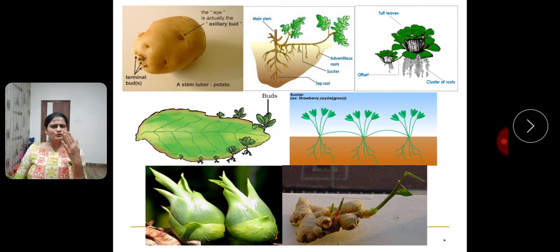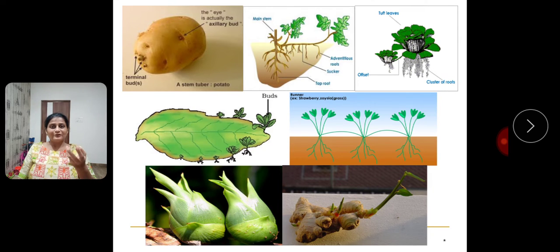Cuttings, it's very simple. The stem of the plant is cut in a slanting way, and then that stem is kept in the soil, wherein it will produce new roots and then develop new leaves, right? So from the stem a new plant develops, and that process is known as cutting. But this occurs with the help of human beings.